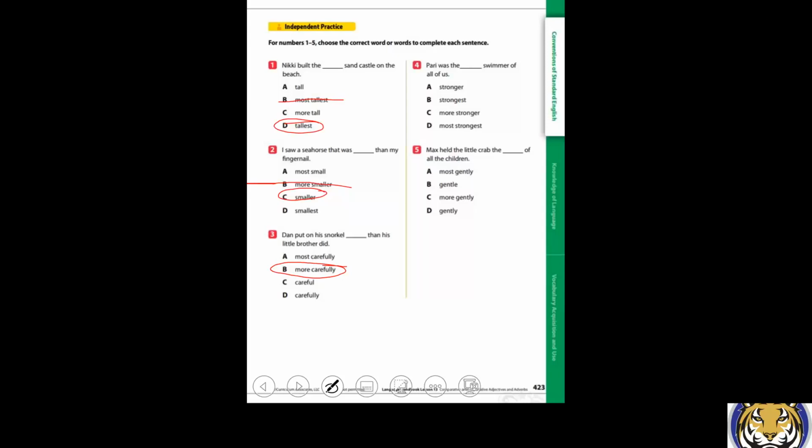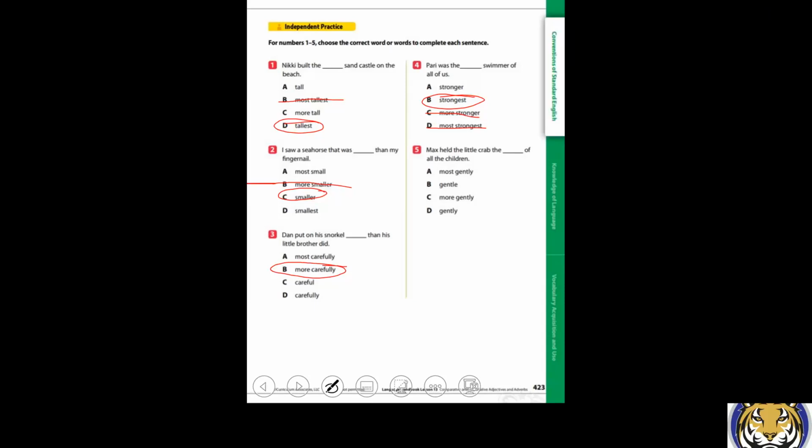Number 4, Perry was the blank swimmer of all of us. So I see that all of us, so that's more than one. And we know we don't use more or most when we see ER or EST at the end of our words. So that leaves us with answer choice A or B. And we know ER is when you're comparing two, and EST is when you're comparing more than two. So since it is all of us, the answer choice would be B. Perry was the strongest swimmer of all of us.